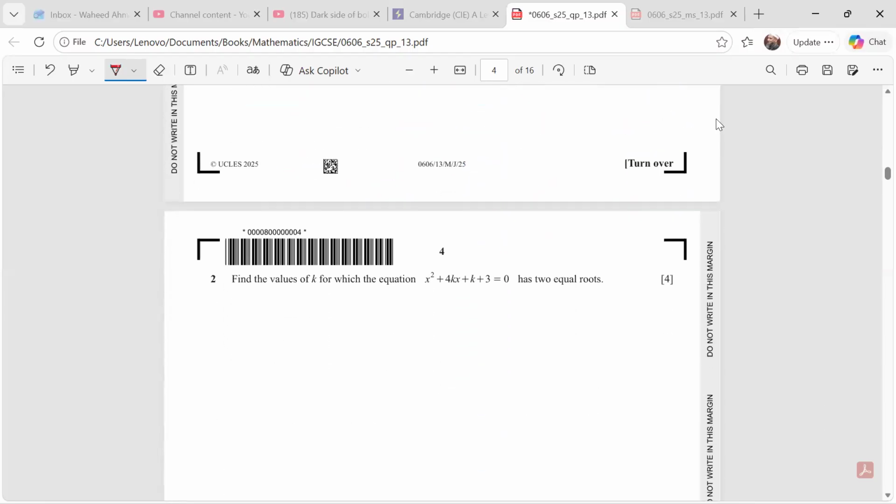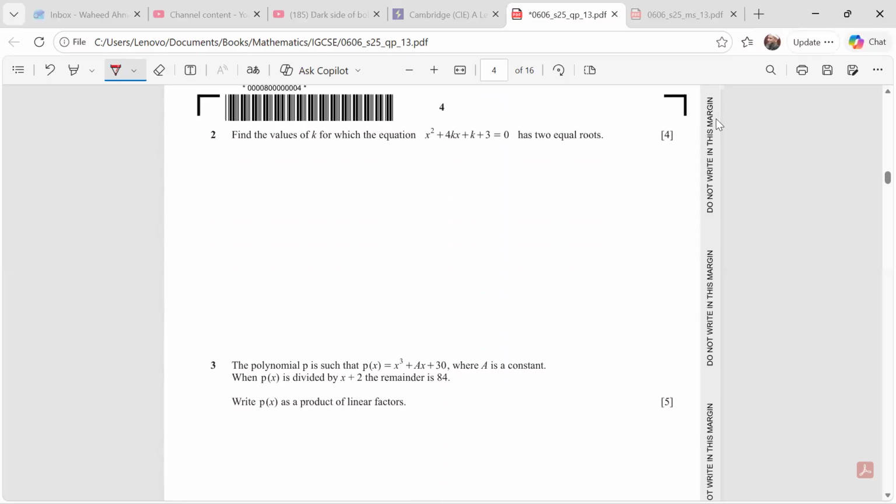Now, next question. This is also interesting. Find the value of k for which the equation has two equal roots. If you remember, the roots of a quadratic equation are minus b plus or minus the square root of b squared minus 4ac, divided by 2a. If this part becomes 0, then both roots will be equal, because one root is minus b plus 0 over 2a, the second root is minus b minus 0 over 2a. So they are both the same when this part is 0. So let's find this part, b squared minus 4ac.